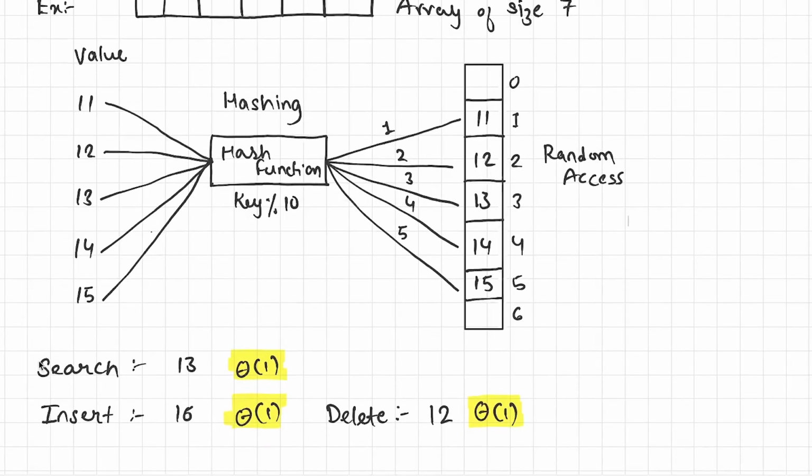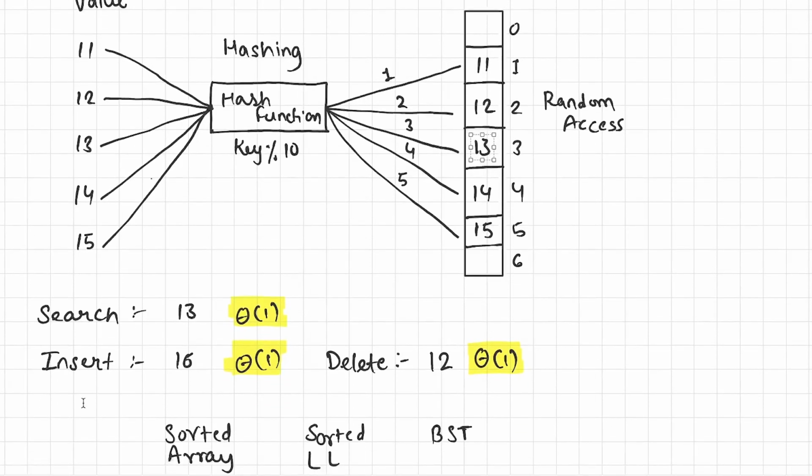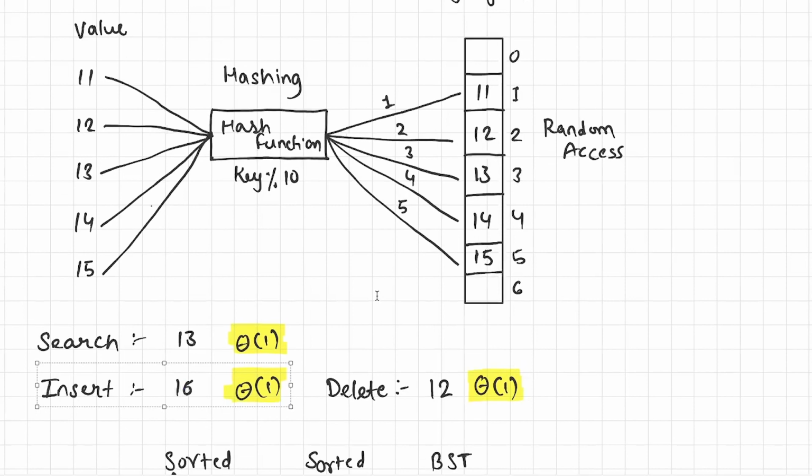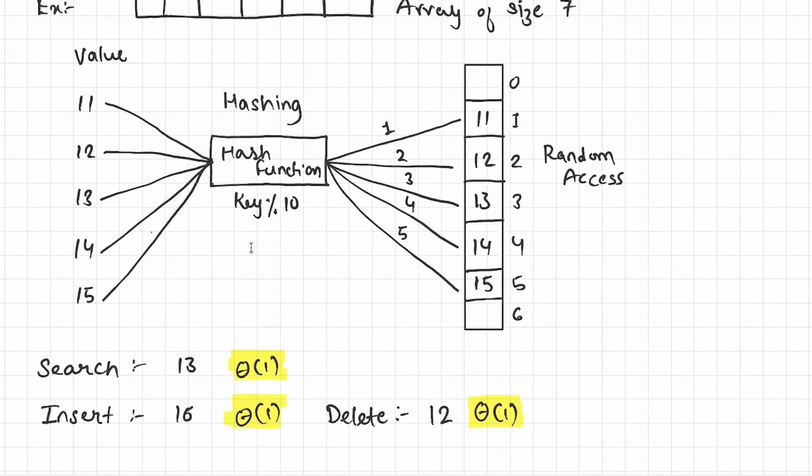So let's say we want to search 13 in the hash table. What do we do? We simply compute the hash code of 13. When we do 13 modulus 10, we get 3 as the hash code. So this is the key where the value 13 is present. So we can access position 3 in constant time to get the value of that position. Similarly, if we want to insert 16 in the hash table, we compute the hash code of 16. It comes out to be 6. So we can directly go to position 6 to store 16.